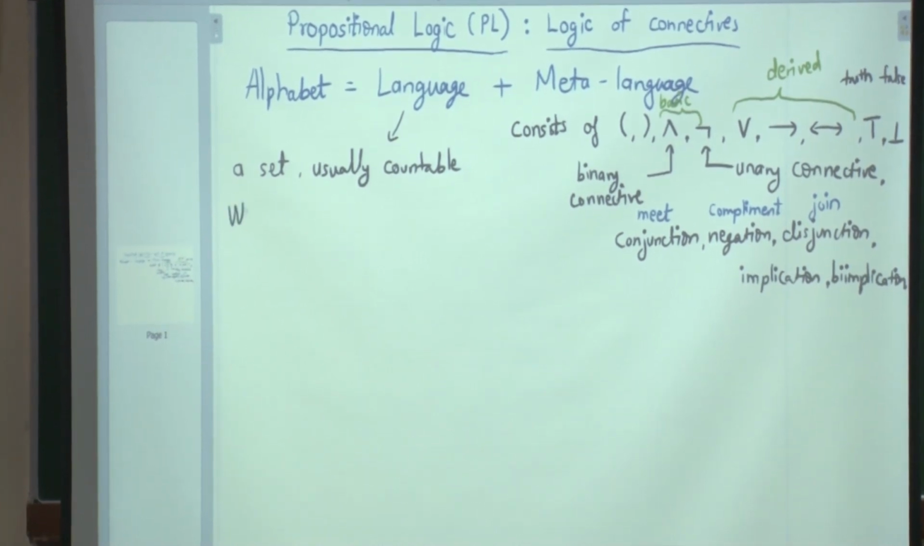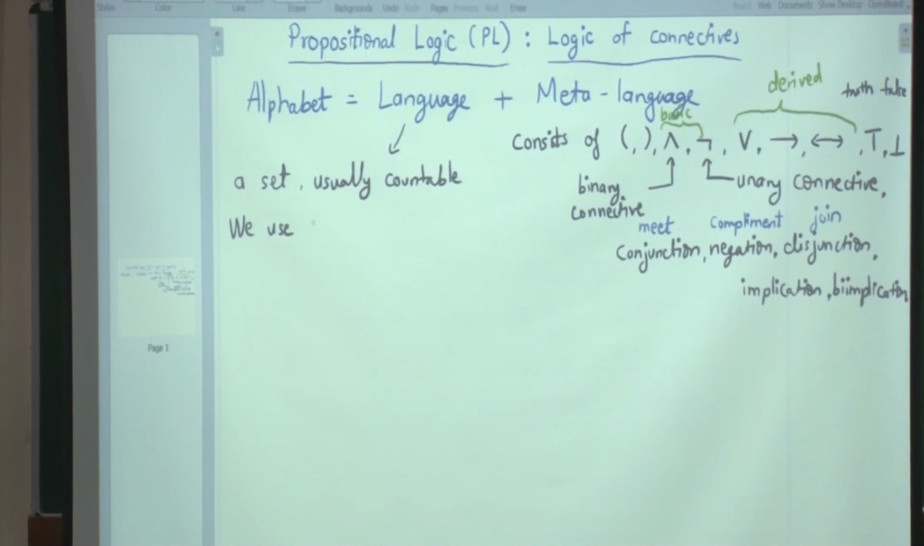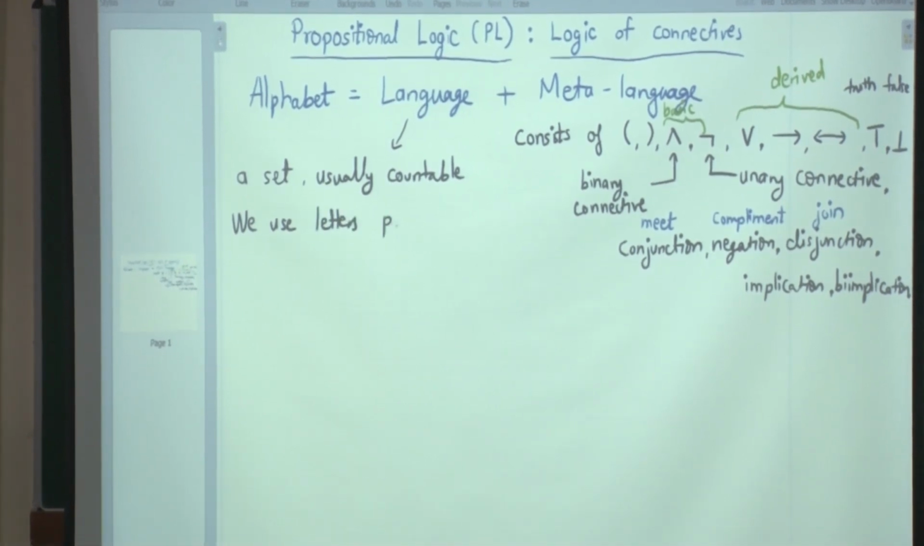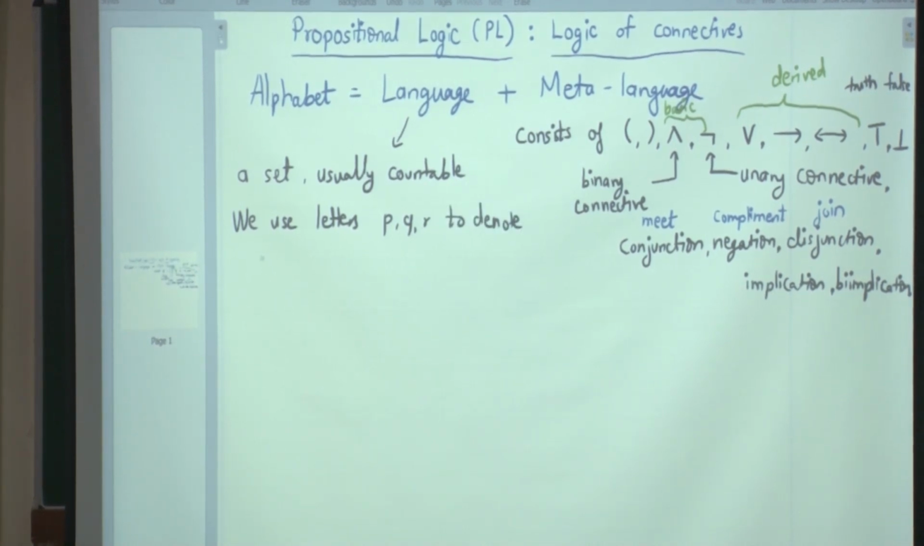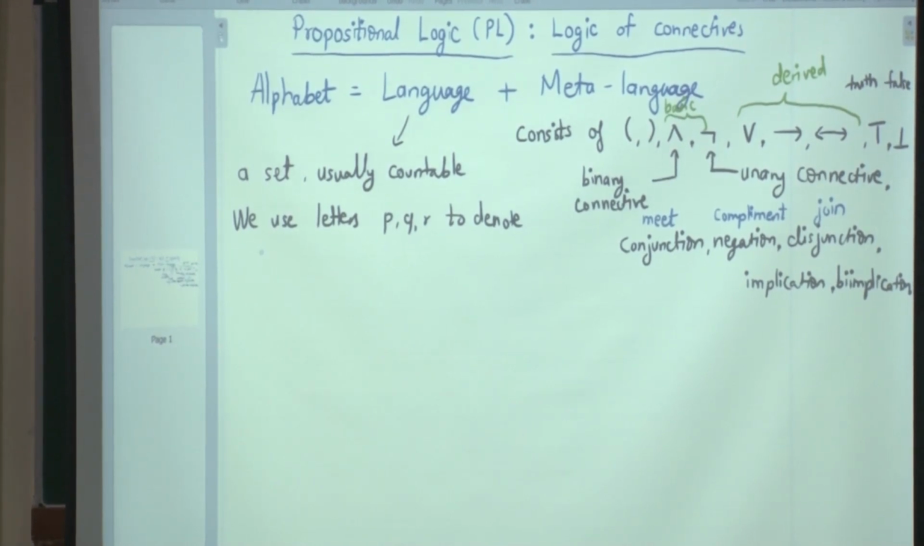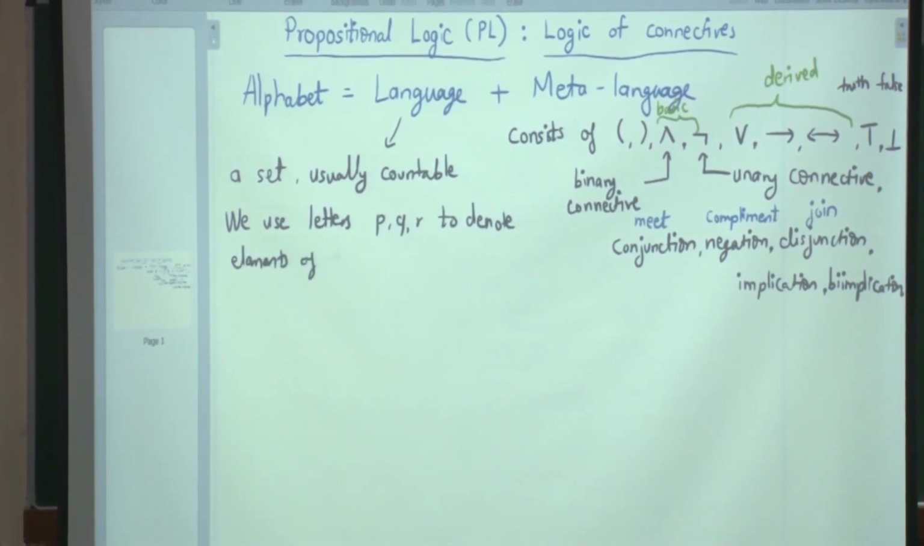We use letters P, Q, R to denote elements of the language. They are called propositional elements of the propositional language. And okay, so the notation that we use is usually L. Yeah, L stands for language.